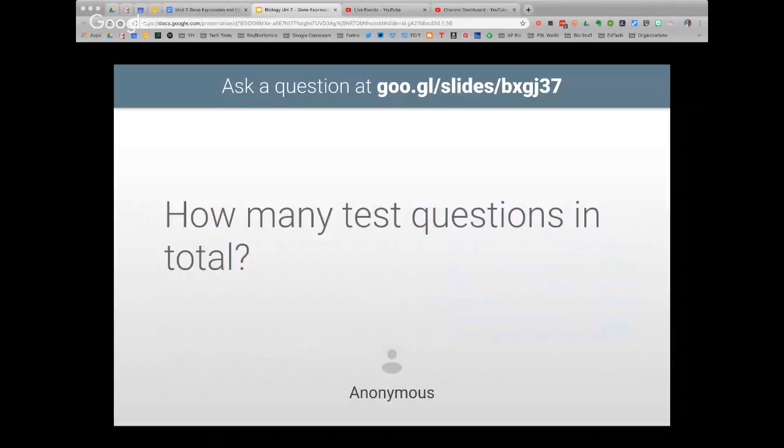How many test questions total? I really don't remember. It's probably going to be less than 20, I'd imagine. It's not going to be a very big test, not a very long test. Only two objectives with maybe two written questions, one on gene expression, one on GMOs.